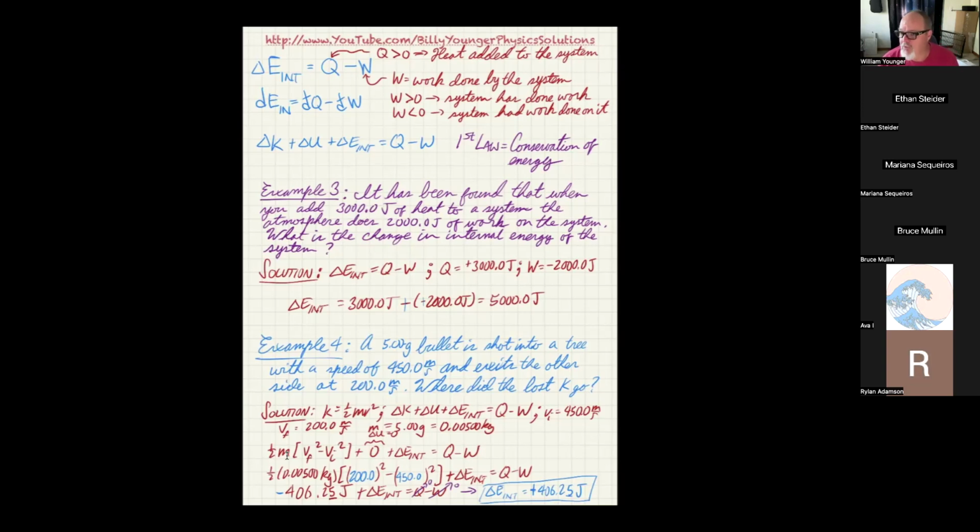Another ramification, for an isothermal process with an ideal gas, is that the internal energy is not going to change. So delta E internal equals 0 because T doesn't change. If you've been reading your book, you should already know that for an ideal gas, the internal energy only depends on the temperature. So if the temperature doesn't change, the internal energy of an ideal gas can't change.